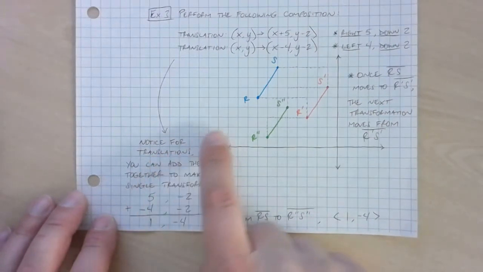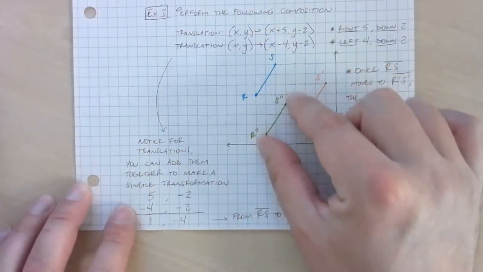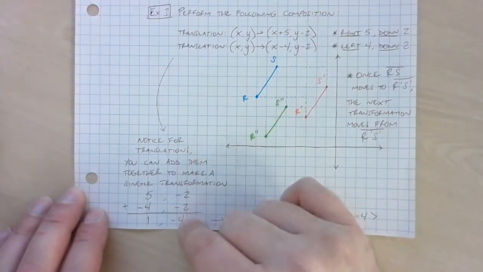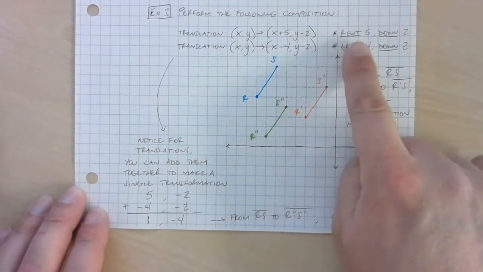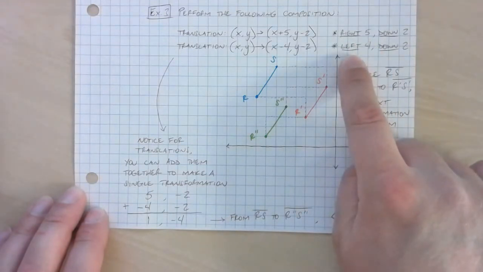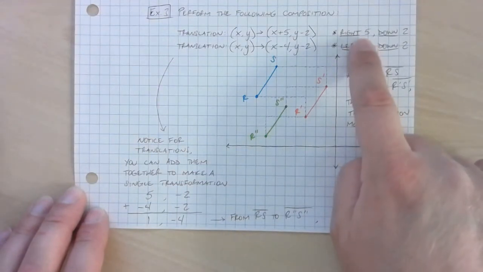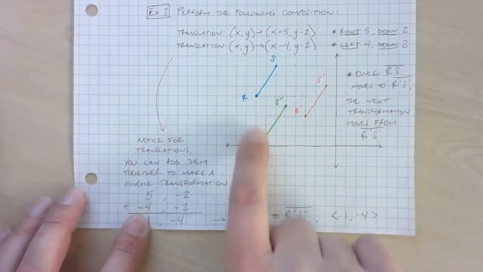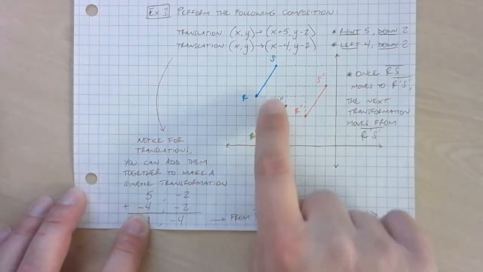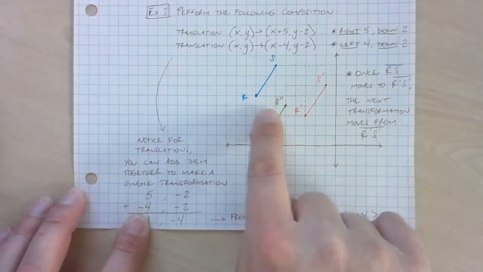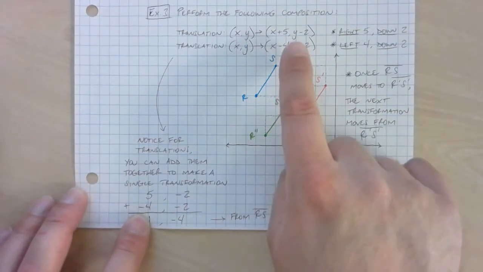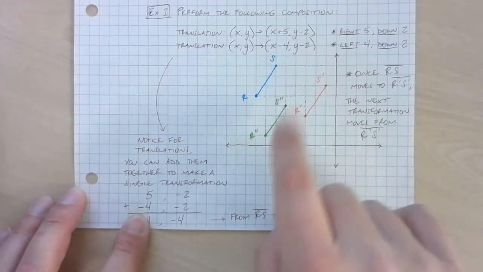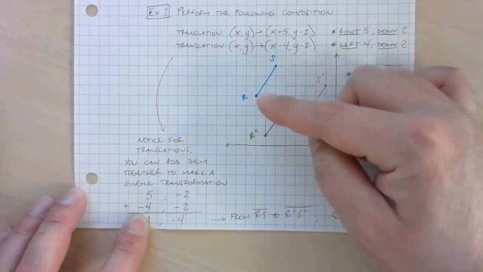Notice for translations that I could have just moved this guy down here. The way I could have done that is by adding my 2 translations together. Notice that it went right 5 first, then it went left 4 on the second one. Well, combined, positive 5 and negative 4 make just a positive 1. Notice that going from R to R double prime, it went over 1. S to S double prime, it went over 1. For my Y direction, it went down 2 the first time and down 2 the second time. That's the equivalent of going down 4 in one movement. And you can see it moves down 4.